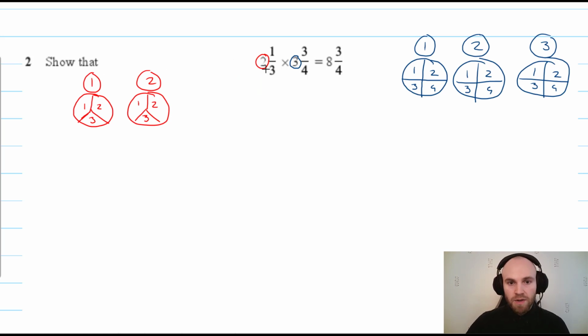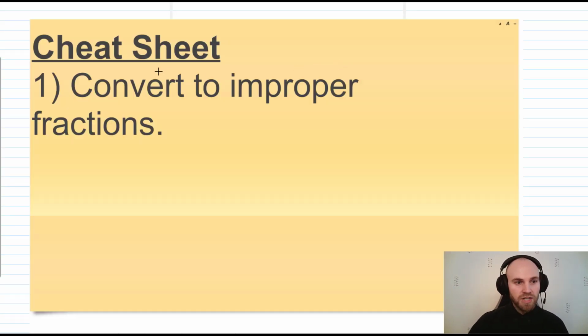Okay, so question 2. Show that 2 1/3 multiplied by 3 3/4 equals 8 3/4. So if we quickly go to the cheat sheet, it's very simple, this one. We're just going to convert them into improper fractions, and then multiply it out.